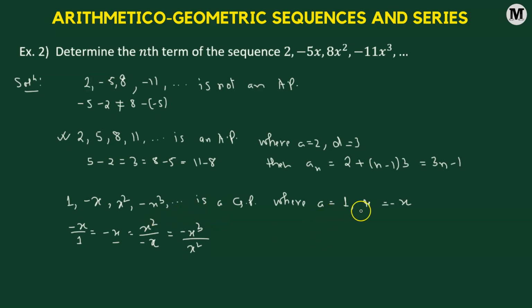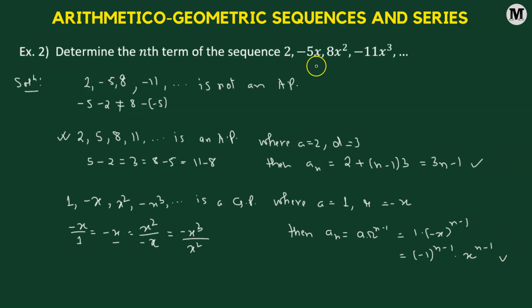So now that we have the first term and a common ratio, the nth term of the sequence is going to be given by a times r raised to the power of n minus 1. So we have 1 multiplied to negative x raised to the power of n minus 1. However, what we'll do is pull out this negative sign to get negative 1 raised to the power of n minus 1 multiplied to x raised to the power of n minus 1. So we have the nth term of the arithmetic progression, and we have the nth term of the geometric progression.